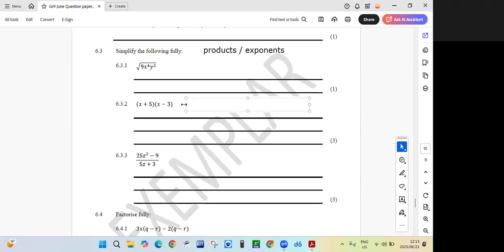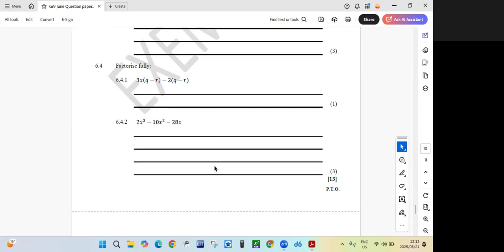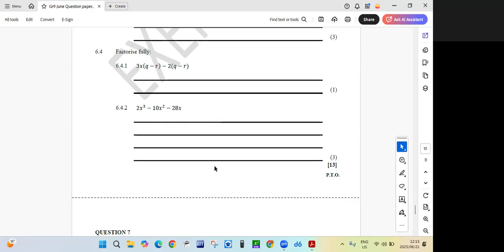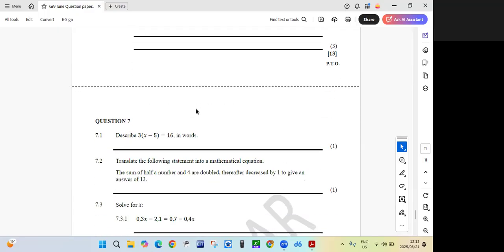For this one, you might remind your child that you use the FOIL method. Some of them use a rectangle to do it with. And then in 6.3.3, you'll first have to factorize the top as the difference between 2 squares. 6.4 is also factorization, a common bracket, and a trinomial with a common factor.